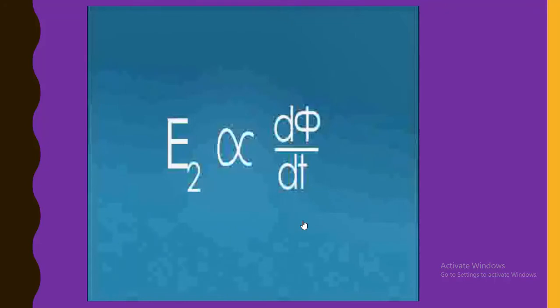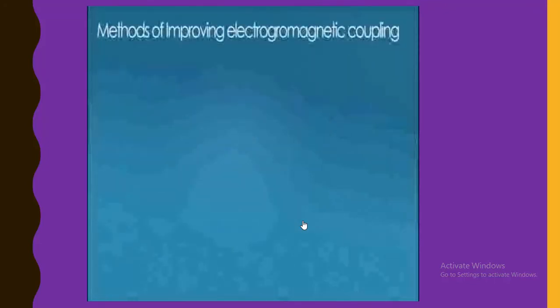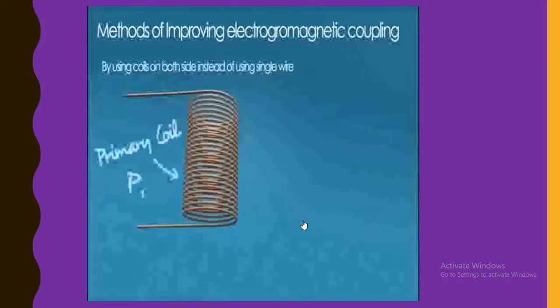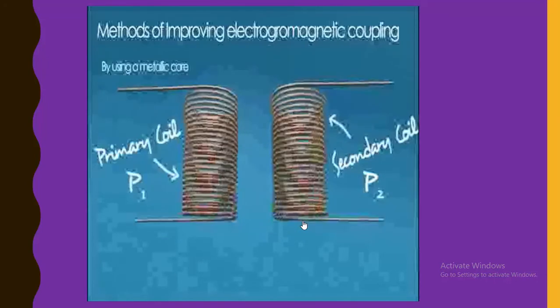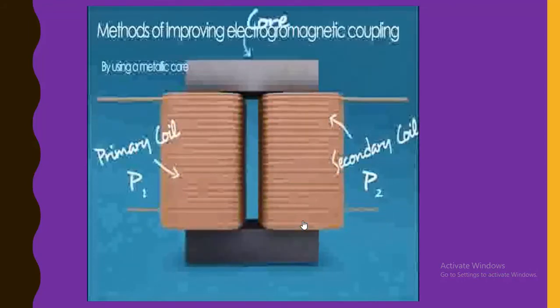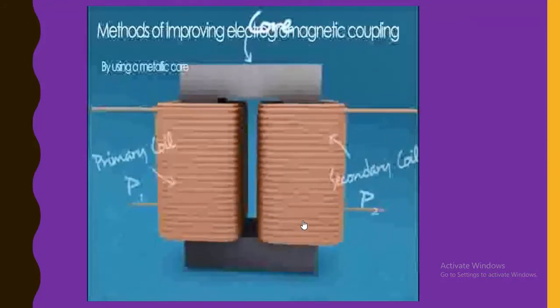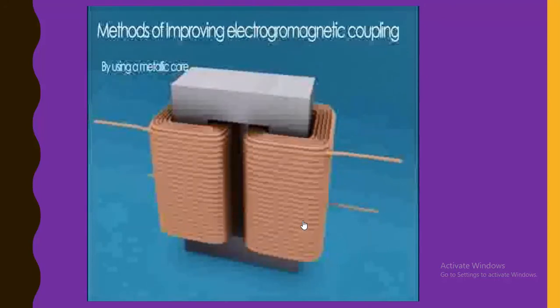This electromagnetic coupling between the two conductors can be improved by two methods. Number 1, by using a coil on both sides instead of a single wire. This results in an increase of flux. Number 2, by using a magnetic core between the coils, which gives a low reluctance path to the flux and improves magnetic coupling between the coils.